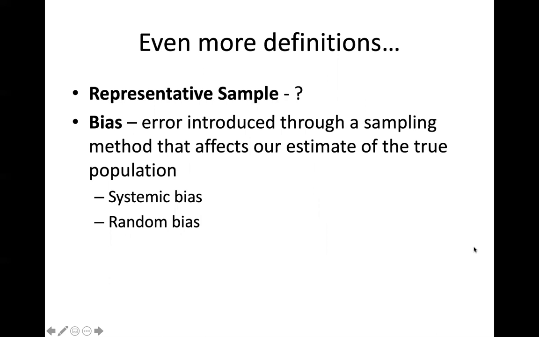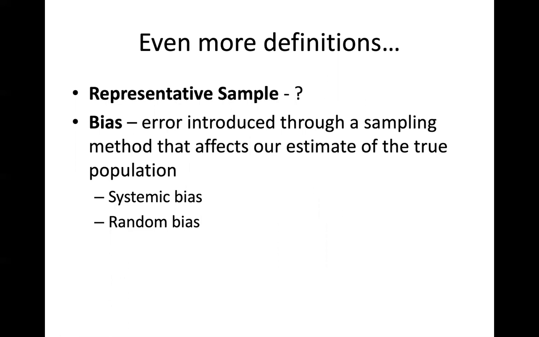So a representative sample is a sample that reflects the bigger population. And bias is any error that's introduced through a sampling method that would affect our estimate of the true population. In other words, bias is going to affect our sampling error. And we can have systemic bias, or we can have random bias. Systemic bias is something that we're doing in our procedure that's going to affect the kind of sample that we draw. We want to minimize systemic bias.